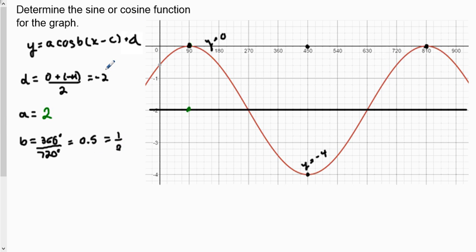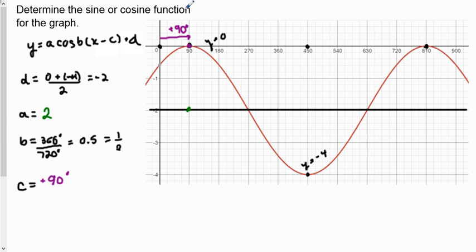The last value I want to find here is c. Now, my cosine graph usually begins at a maximum back here at 0. But that's not happening in this case. What I do see happening is that the first maximum is occurring here at 90. In other words, that point has been moved 90 degrees right. So my value of c will be a positive 90.